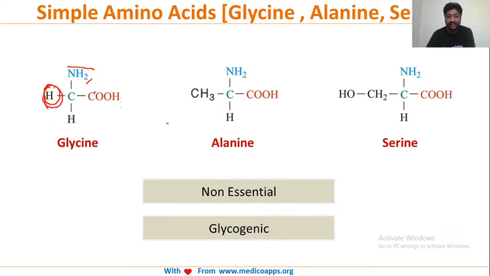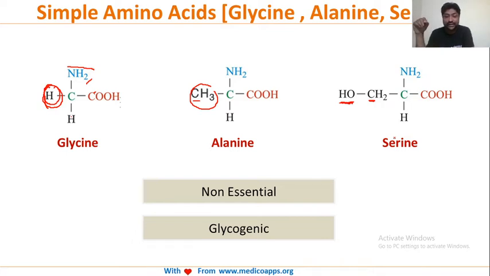Okay, this is glycine. This is alanine. Very good, Ketan, very good Deepu. So this is alanine. Here the side chain increases by one carbon. And this is serine. What happens here? It is still one carbon, but there is one OH also attached. So this is serine. So glycine, alanine, serine.